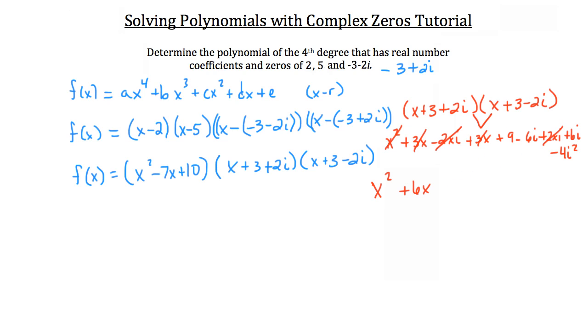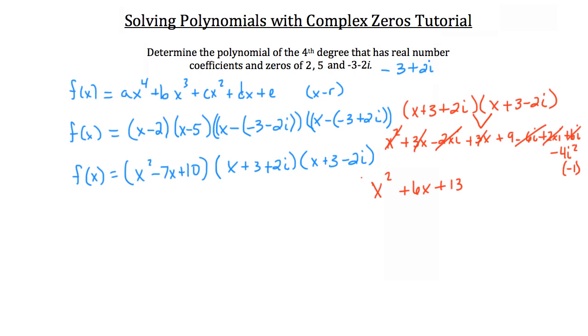Now I'll take our imaginary numbers. We've got a negative 6i and a positive 6i. Those are going to cancel each other out. One's negative and one's positive, and they're the same quantity. And then we've got this negative 4i squared. Now remember, i squared is equivalent to negative 1. So this is really like saying negative 4 times a negative 1, which is positive 4. And 4 plus 9 is 13. So everything in the red here FOILed down to x squared plus 6x plus 13.